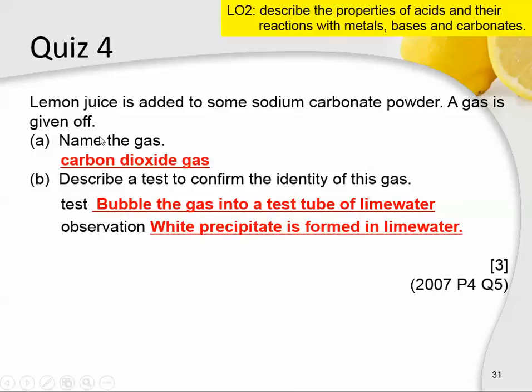Alright, welcome back. Sodium carbonate is a carbonate. Carbonate reacts with lime juice, which is an acid. It produces carbon dioxide gas. It's very important for you to know how to test for hydrogen gas and carbon dioxide gas. Here, to test for carbon dioxide gas is to bubble the gas into a test tube of lime water. Lime water is also calcium hydroxide. The observation is that a white precipitate is formed in the lime water, very fine white solid particles produced in the lime water.